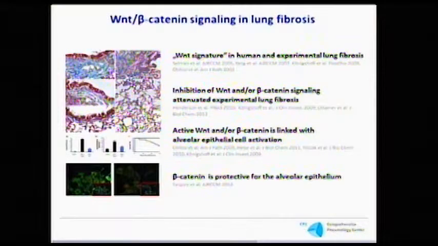So this is then the summarizing data on all we know about Wnt beta-catenin. So we knew it's activated, and we could show not only that there is a classical Wnt signature in an IPF lung, which is distinguishing IPF from other interstitial lung disease, but this is also amenable for therapy. So there have been now several studies showing that you can inhibit Wnt beta-catenin signaling on different levels, and they will also attenuate pulmonary fibrosis.